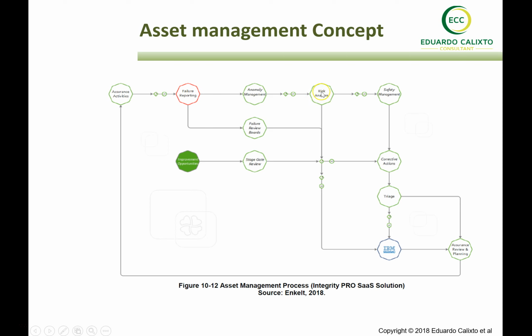And based on it, we have some action prioritization. Okay, so let's go through this flow. If it is needed to have some corrective actions, we go through corrective actions, we assess these corrective actions, and then these corrective actions go to the assurance plan.